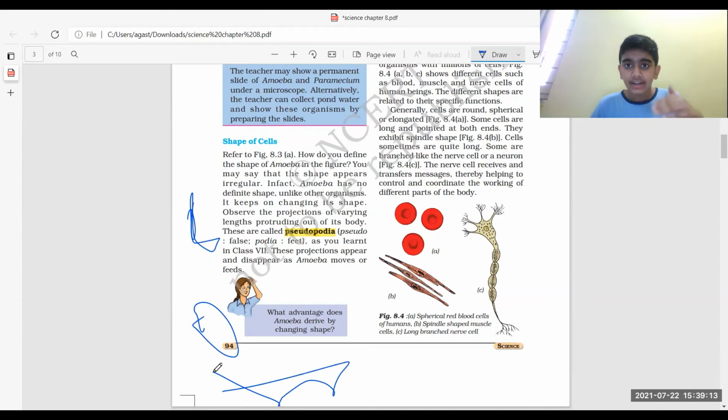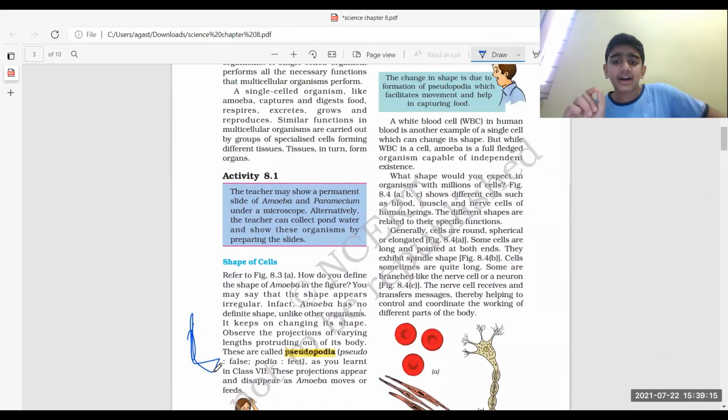Got this point, guys? Before moving on, we have a box over here. A change in the shape of amoeba is due to the formation of pseudopodia. This pseudopodia provides facilities: it helps the amoeba to capture food, and also helps in moving. That is the function of pseudopodia. And when pseudopodia are formed, the shape of the amoeba changes. I hope you've understood this, guys.